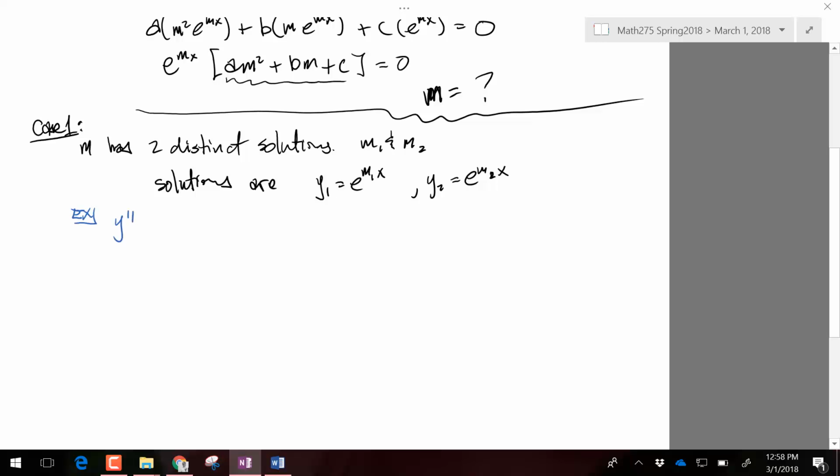Y double prime, let's see. I'm going to try to do some factoring in my head. Oh, that's not going to work very well. Minus y prime, minus 2y. Is that factor? 1 and 2? Or negative 2 and positive 1? Okay.